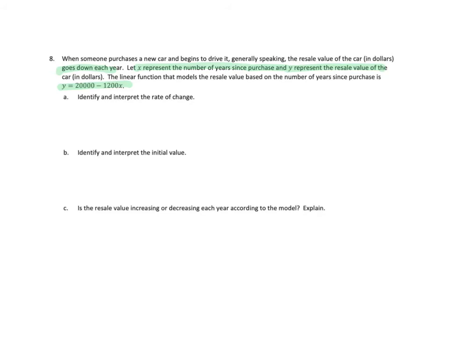Well, first you need to look at your equation and make sure it's written in the correct format. We want our equation to say y equals mx plus b. Right now our equation says y equals 20,000 minus 1,200x. Okay, so our things are a little bit mixed up. We need our mx to be first, and we need our b to be second. So we need to rearrange this.